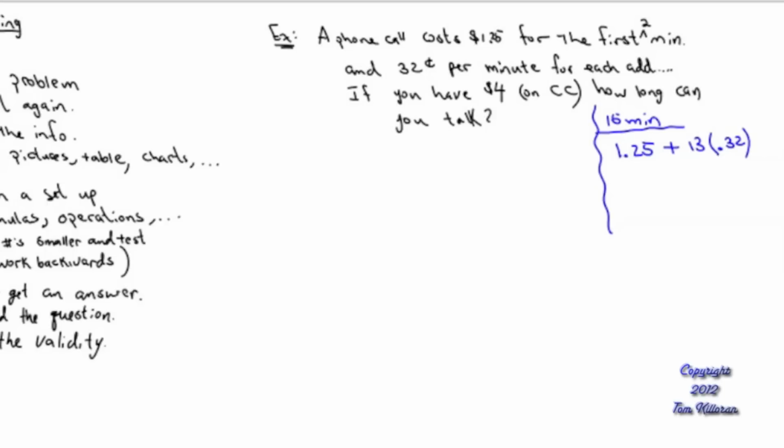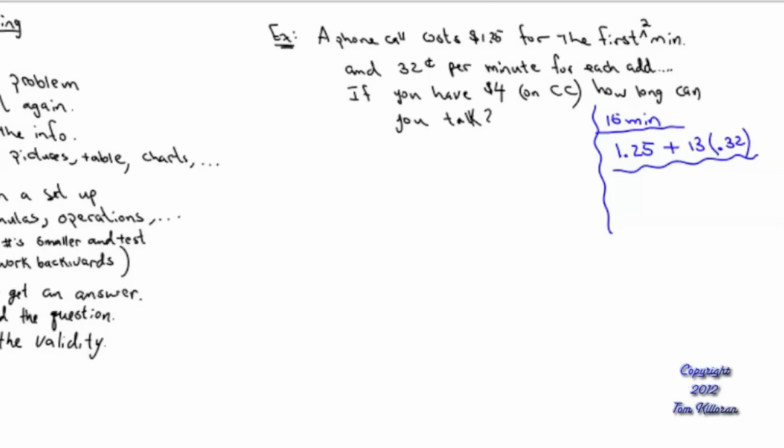I'm talking for 15 minutes, right? But the first 2 minutes get charged $1.25, so that leaves me with 13 times 0.32. And that's why I like going forwards, because then going backwards I understand what to do. I've got to separate. So this is the calculation you would use to find out how much it costs for 15 minutes. I don't care what the answer is, but that's the calculation you'd use.